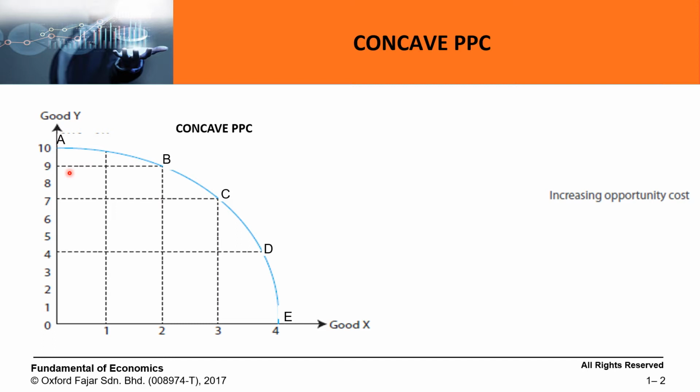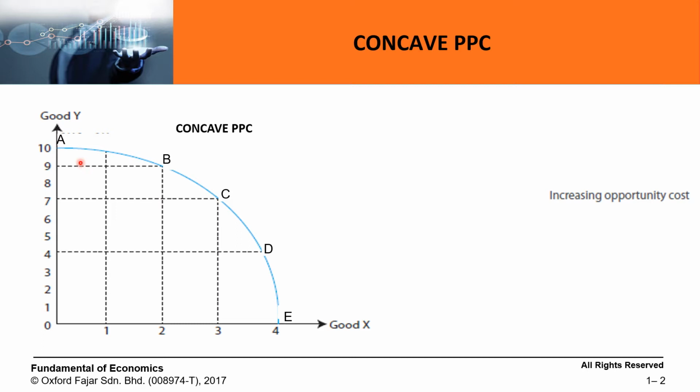Syaratnya kita kena follow ataupun kita kena patuh pada syarat bila nak lukis graf. Ingat lagi tak syarat bila nak lukis graf? The scale sama ada jarak ataupun numbering pada x-axis and y-axis ni mesti uniform. Mesti sama, mesti konsisten. So, kalau kita patuh pada syarat tersebut, then kita akan dapat the correct shape of PPC.